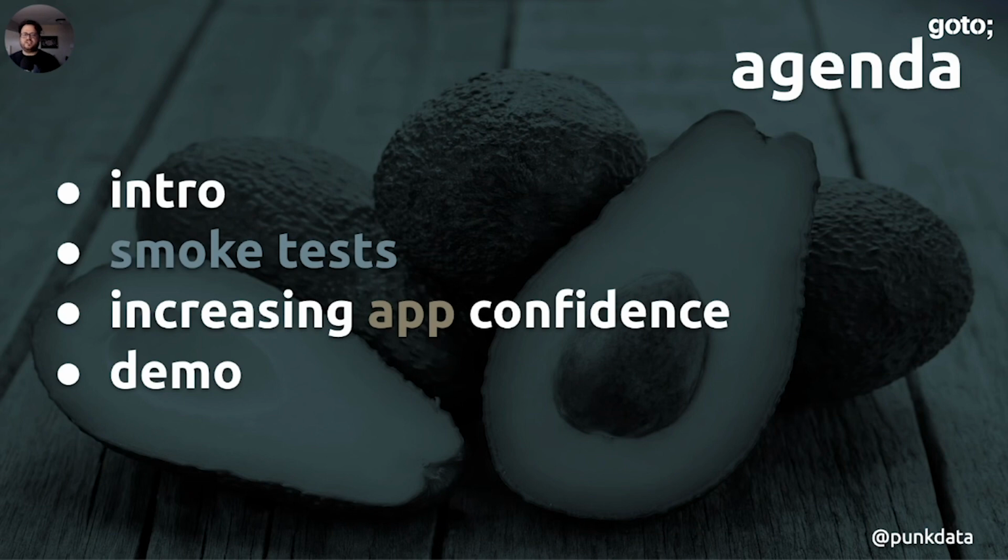So here's the agenda for today's talk. I'm going to introduce myself, of course. Then I'm going to be speaking about smoke tests and what they are and the value that they bring to software development. And then I'm going to go a little bit deeper and talk about how smoke tests, CI/CD, and infrastructure as code can be leveraged by developers to ensure that their applications are fully tested and also tested efficiently.